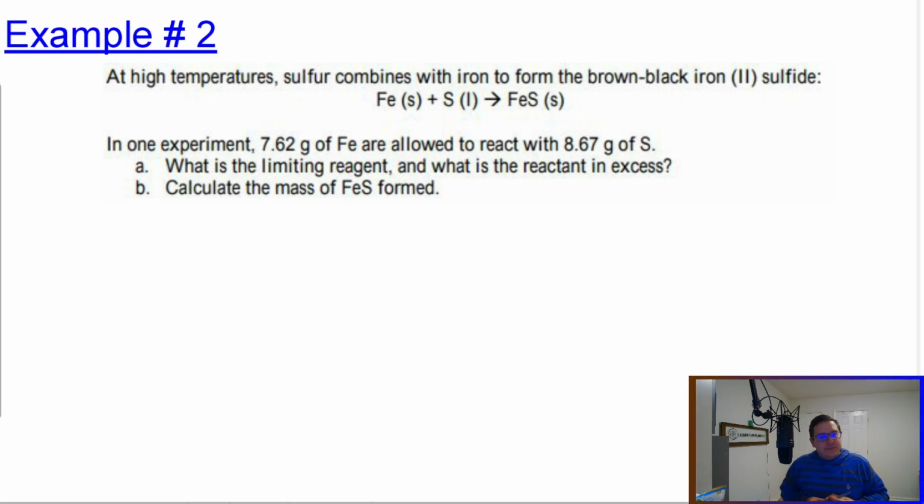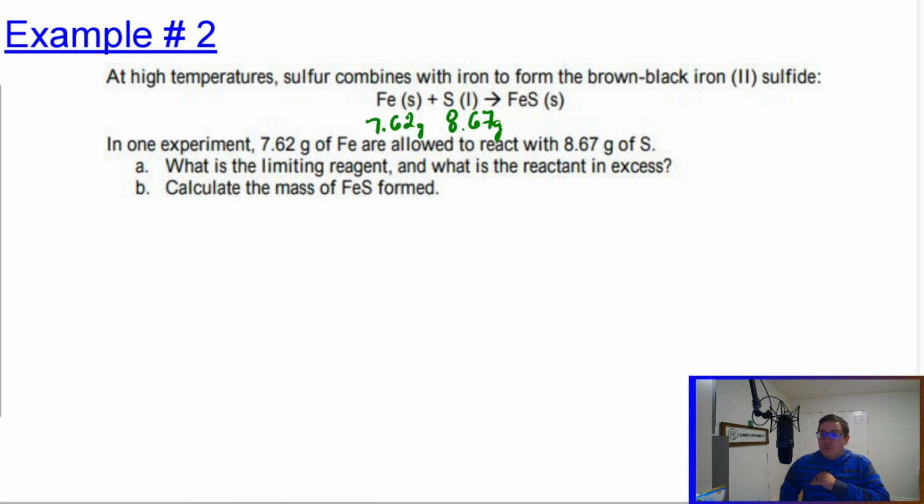Okay. Just make sure we're on the same page here. Iron, where's my little mouse? There we go. Iron solid, sulfur liquid makes iron(II) sulfide, which is a solid. In one experiment, 7.62 grams of iron is allowed to react with 8.67 grams of sulfur. What is the limiting reagent, and what is the reagent in excess? Ooh, hard time. And then how much of the iron(II) sulfide is formed?